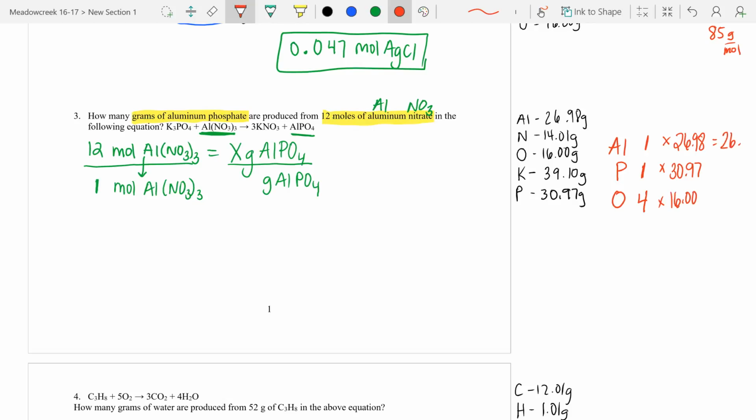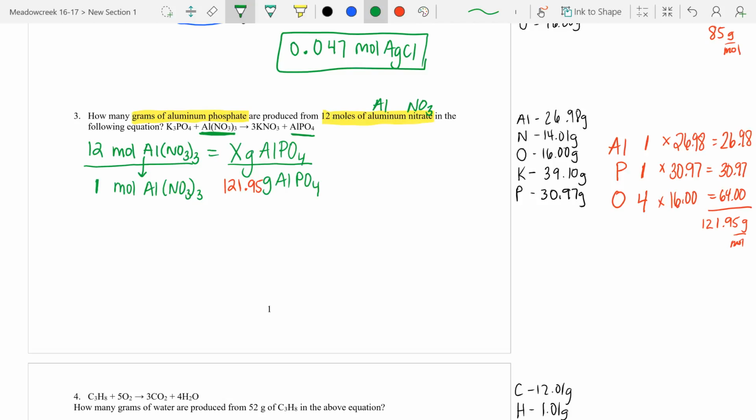So 1 times 26.98 is 26.98. 1 times 30.97 is 30.97. And 4 times 16 is equal to 64 grams. I add them all together and I will get 121.95 grams per mole. So I'm going to write that number right here, 121.95 grams.